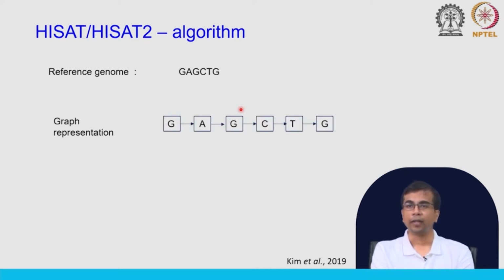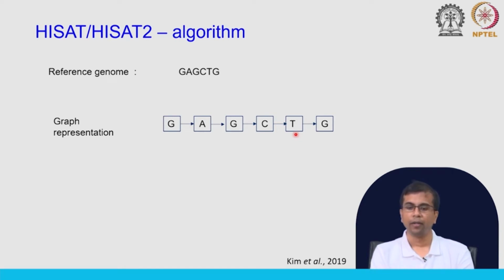What it does is generate this graph from the reference sequence. Here we have 6 bases in the genome, so we will have 6 nodes in the graph: G, A, G, C, T, G. Each node is connected by an arrow. If you traverse an arrow, you traverse a part of the reference sequence. So, if you traverse this part, you get GAG. If you traverse this part, you get AGCT. You traverse along the direction of the arrow and you traverse part of the reference genome.